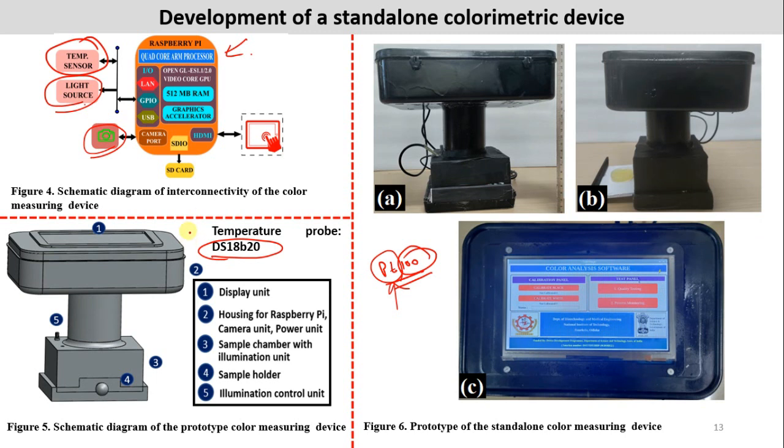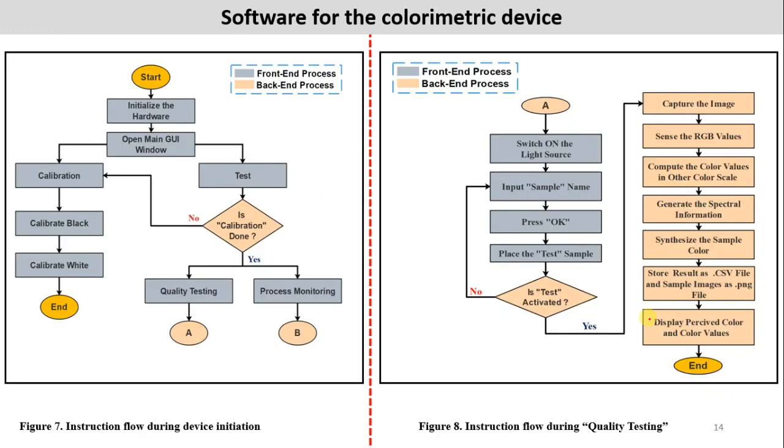So this is the schematic diagram of the prototype, and this is the actual device. If you see, there is a sample tray over here, and herein you have the sample. Okay. So you put the sample, and then there will be software which will guide you through the measurement process. Now the software for the colorimetric device has some front end processes and some back end processes. I'm not going into the details of this one.